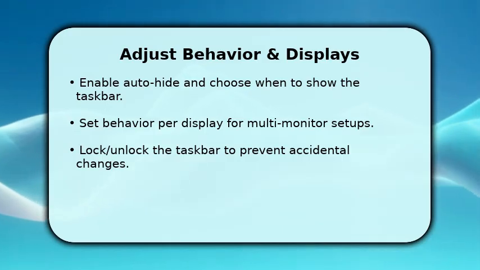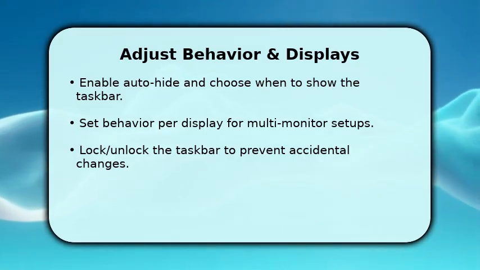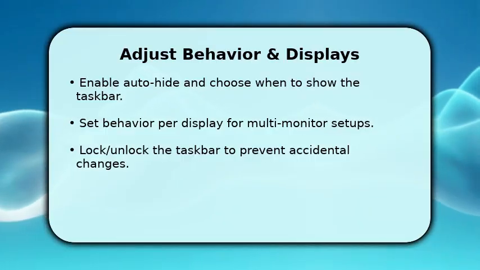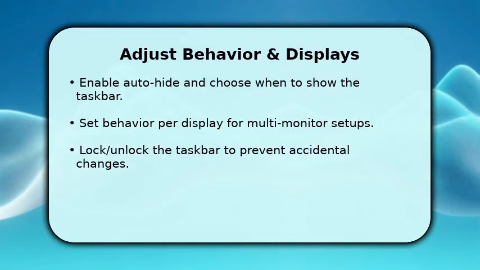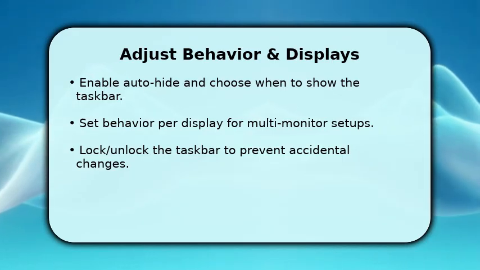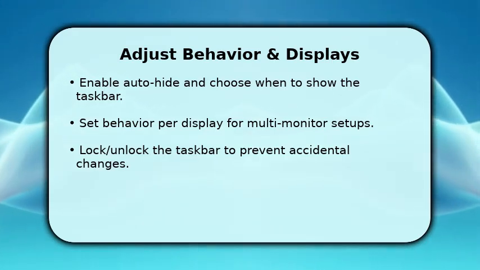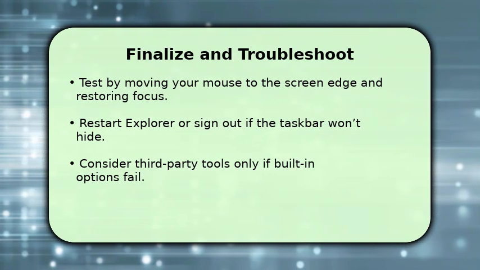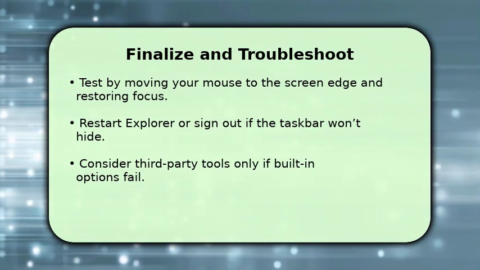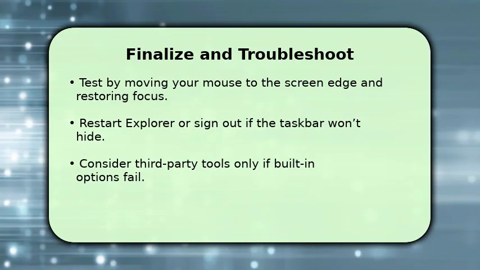Make sure you test by hovering at the screen edge. That confirms the hide/show trigger works across your monitors. You're almost done. Test the change by clicking away and then moving your cursor to the edge to summon the taskbar. If it refuses to hide, restart Windows Explorer via Task Manager or sign out and back in.